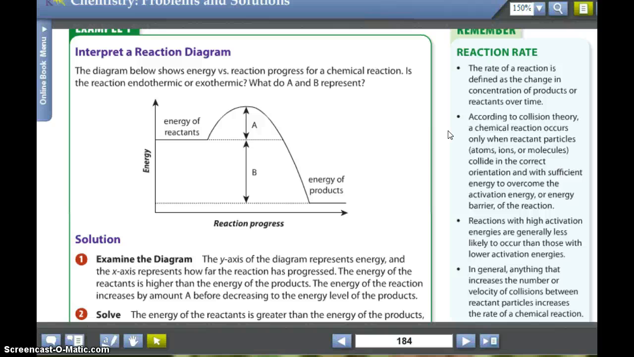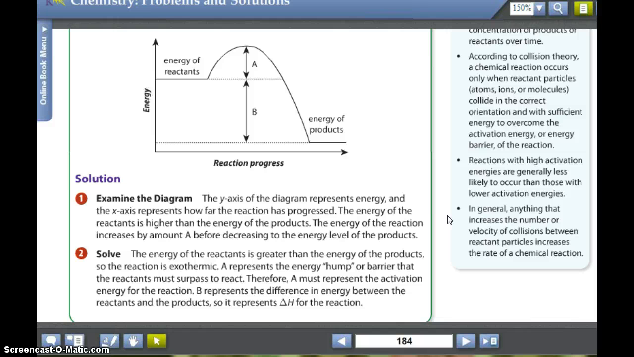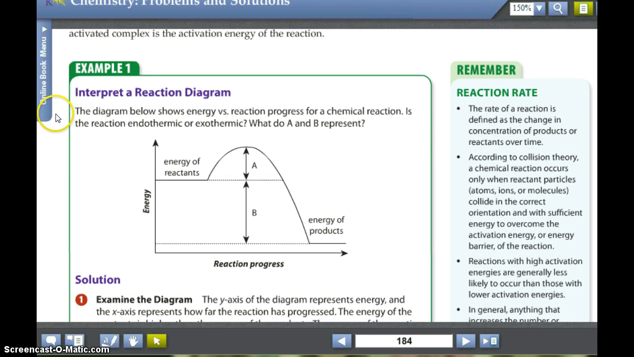The key cannot be upside down, so correct orientation, and with sufficient energy to overcome the activation energy or energy barrier of the reaction. So they're sitting here, and they need this much energy in order to, boom, make that big blob, the activated complex, during the transition state, and then become products. Reactions with high activation energies are generally less likely to occur than those with lower activation energies. In general, anything that increases the number or velocity of collisions between reactant particles increases the rate of a chemical reaction.